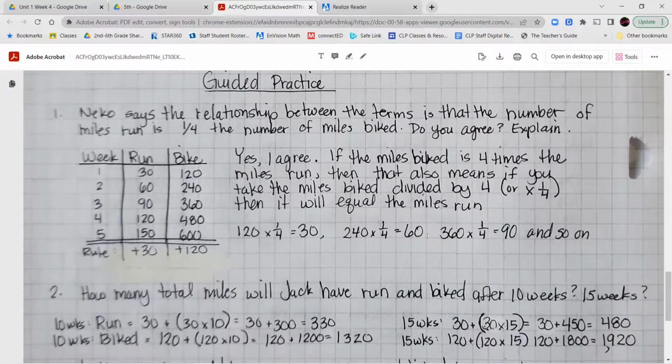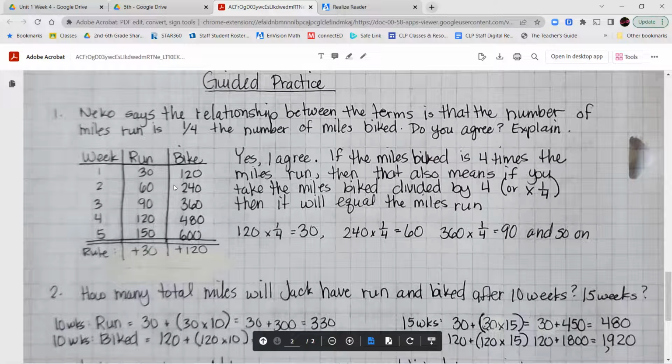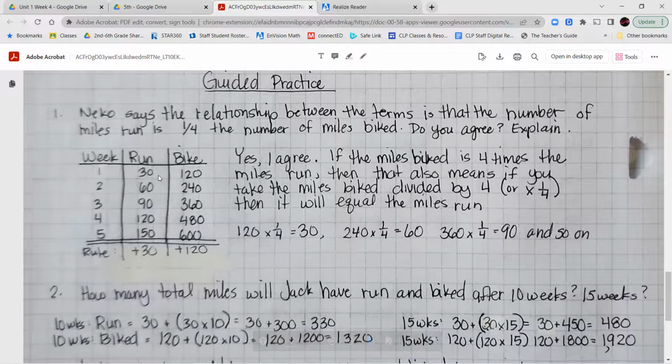Now for our guided practice, Nico says that the relationship between the terms is that the number of miles run is 1/4 the number of miles biked. Do you agree? So here, this goes back to the example that we did in the video lesson. So yes, I agree, because if the number of miles biked is 4 times as much as the run, that means that the run is 1/4 the number of miles biked. Remember, you can do both. And if you're not sure, you can put it into an equation and solve.